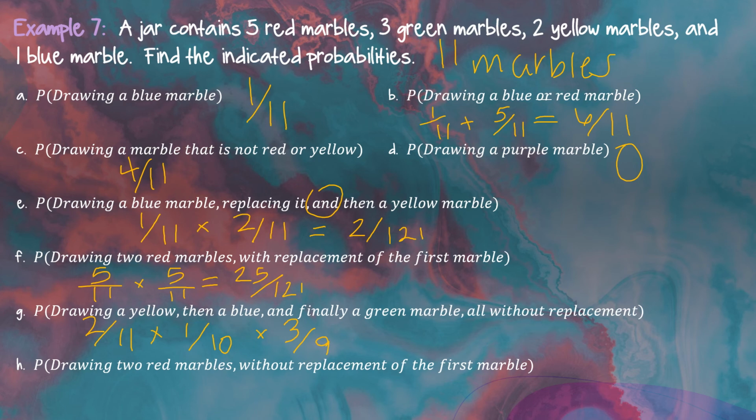So if we multiply those together, 2 times 1 times 3 is 6. And then out of 11 times 10 times 9, which is 990. And that actually does simplify. They're both divisible by 6, to 1 over 165.